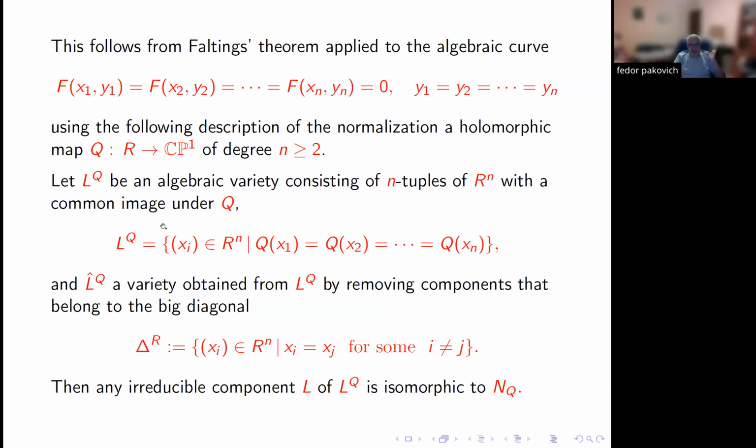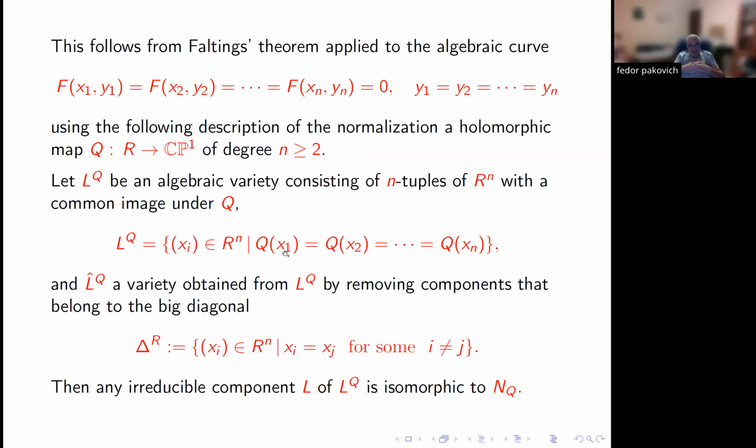So if you have an algebraic variety with some holomorphic map, it can be rational functions or any holomorphic map, you just consider such a variety where everything is equal. And then you should remove all components which belong to the big diagonal. You obtain some collection of components. They all will be isomorphic, and moreover, they all will be isomorphic to the normalization.